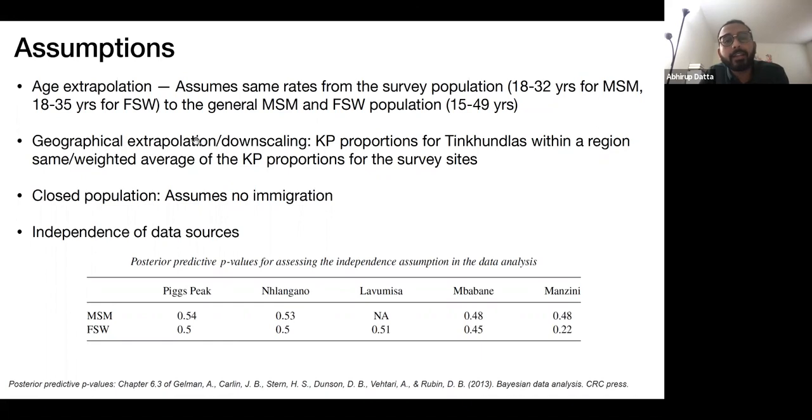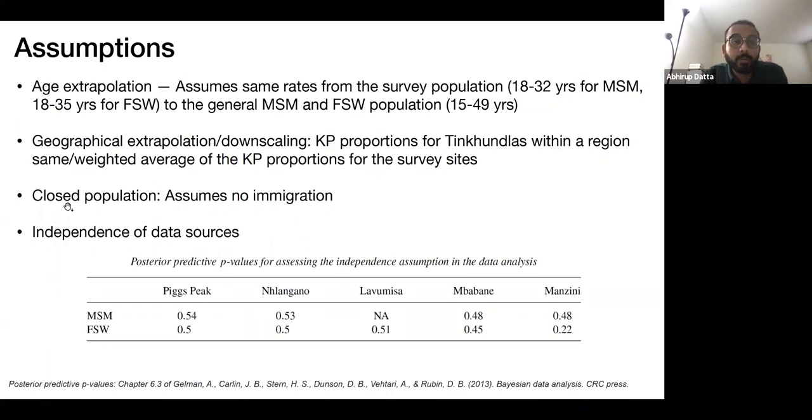Then going from the site level to the Tinkhundla level, we assume that the Tinkhundlas have the same proportion as that of the site within that region, or a spatially weighted average if there were multiple sites within the region. And this again, if there is a lot of variation within the Tinkhundlas, is going to be inappropriate.